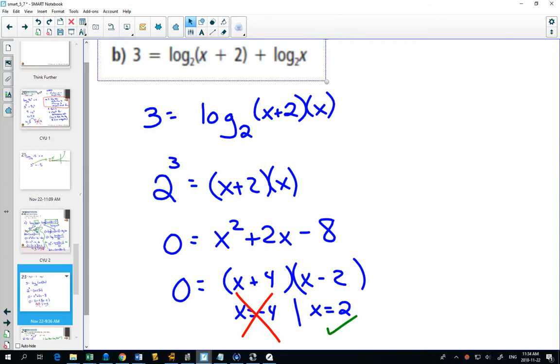Okay, questions for this one are 11 and 13. So I'm going to give you 15 minutes to work on this, and then we're going to do a Kahoot on logarithms.